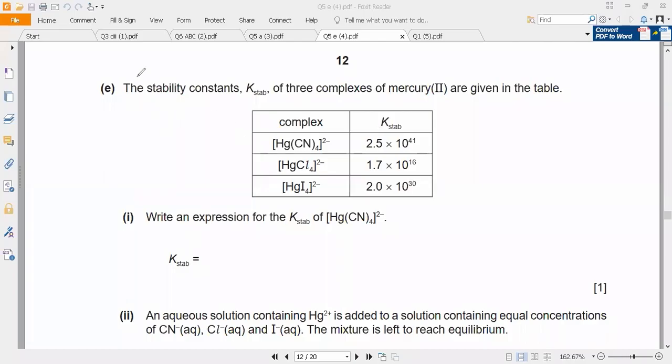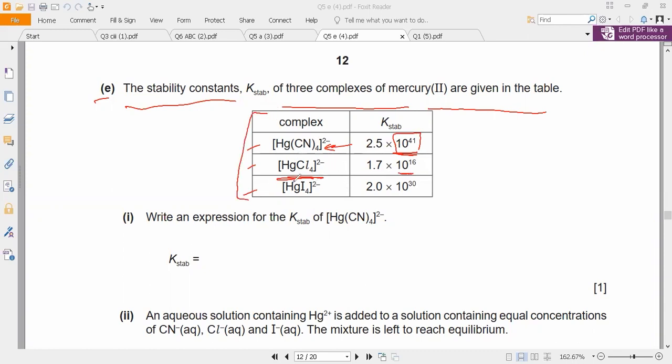Okay, guys, now we are on question 5. Let's take a look at question 5E. The stability constants of 3 complexes of mercury are given in the table. So here we have 3 complexes. Guys, this complex will be the most stable one. How do I know? I know from the value given here. And this one, guys, will be the least stable complex due to its low value.